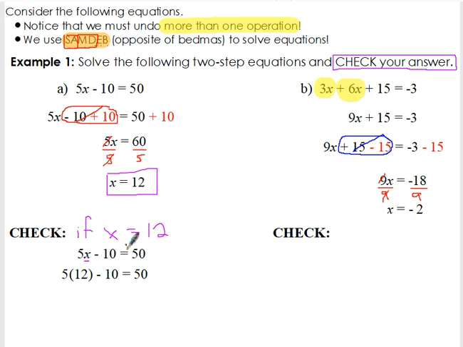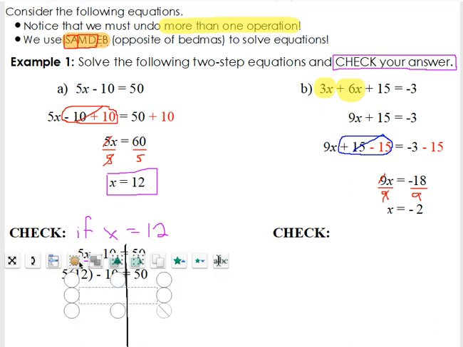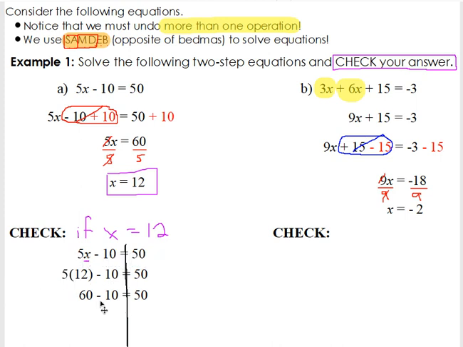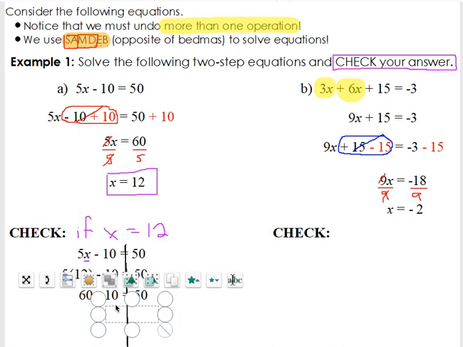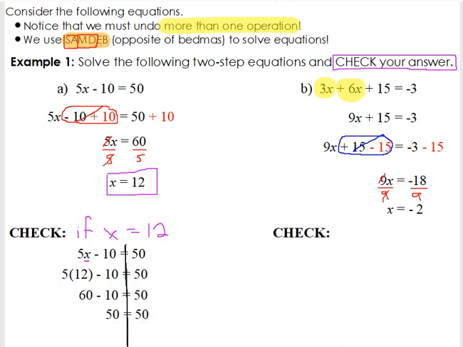Now, we are checking. That means we're checking the left side and the right side. So I like to draw a line kind of like that. It goes all the way down through the equal sign because it separates the equation into the left side and the right side. 5 times 12 is 60. Take away 10. 60 take away 10. Does that equal 50? Yeah, it does actually. So there you go. Look at that. 50 equals 50.